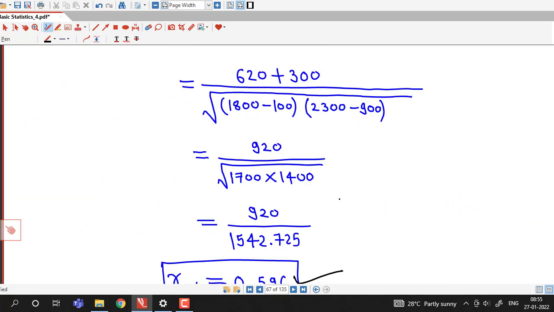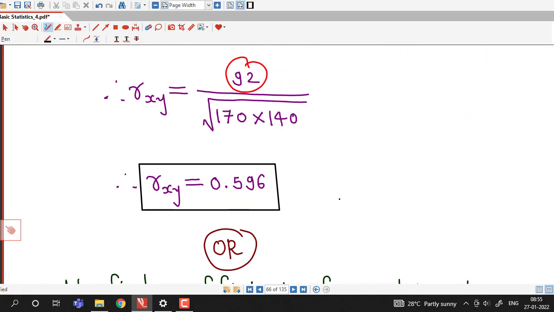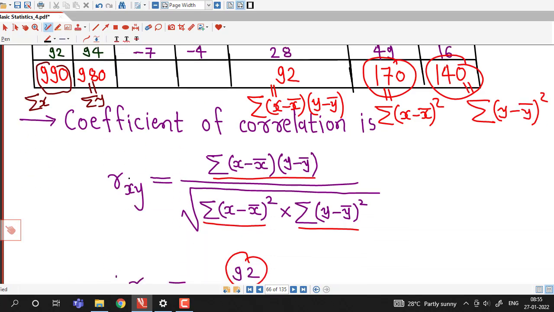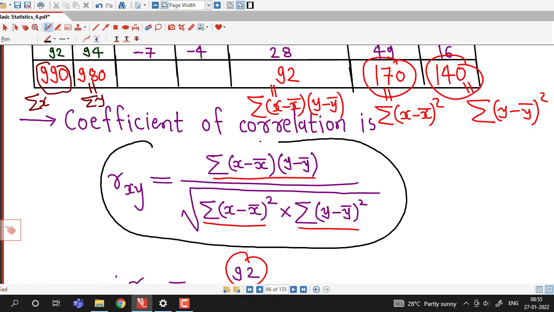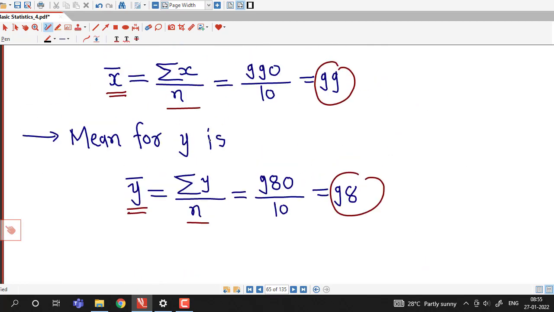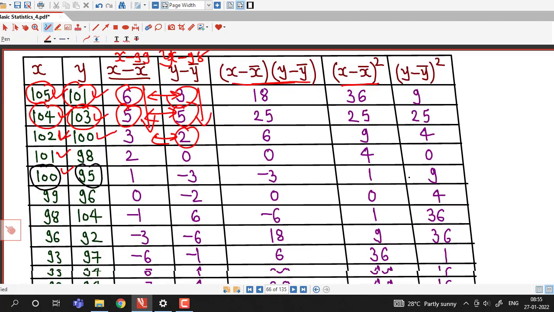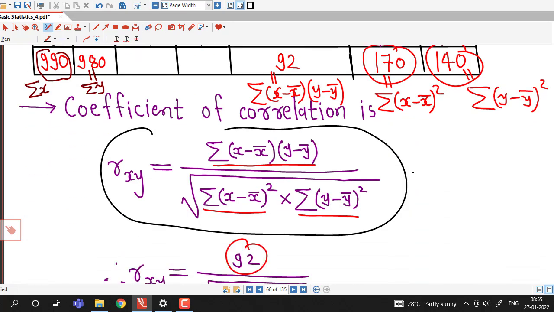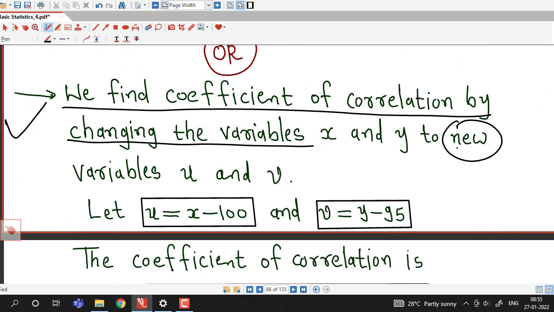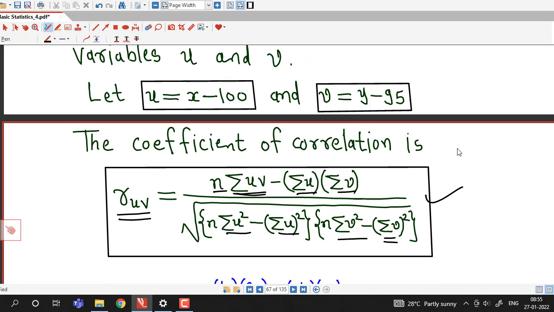So we can compare, using any of these two methods, we obtain the same value. Here we have used this formula, and we are not having any problem in using this formula also, because x bar and y bar are integer values and values of x and y are small. So it is comfortable to use this formula also. But I have done the same problem using step deviation method to explain the method.